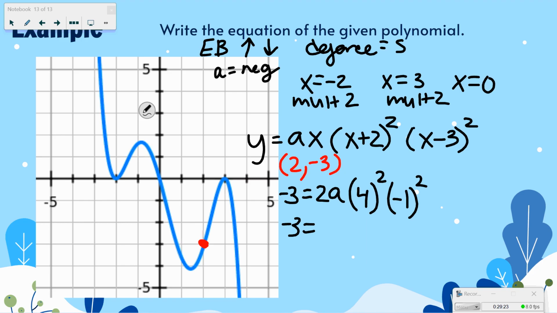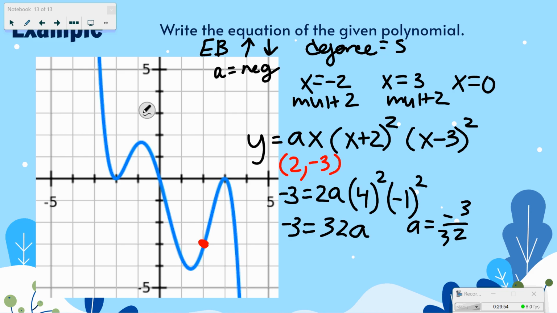So we know 4 squared would be 16. What's -1 squared going to become? 1. So that's 16 times 2, 32a. And we know a would end up being equivalent to what value? What would a end up being? -3/32.